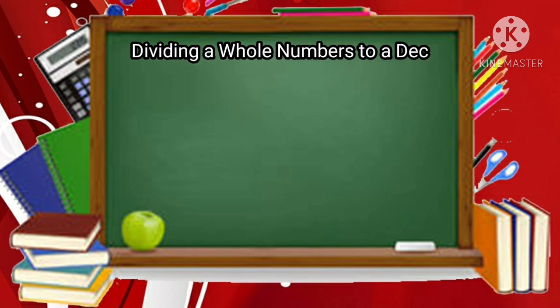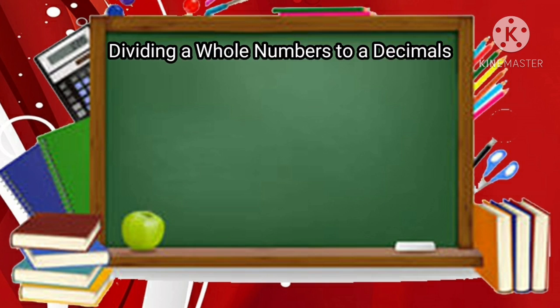Let's try another example, this time dividing a whole number by a decimal. So let's divide 524 by 0 and 23 hundredths equals n. So 524 divided by 0 and 23 hundredths. Move the decimal places and whole numbers to the right.